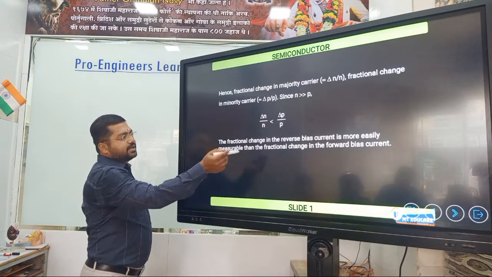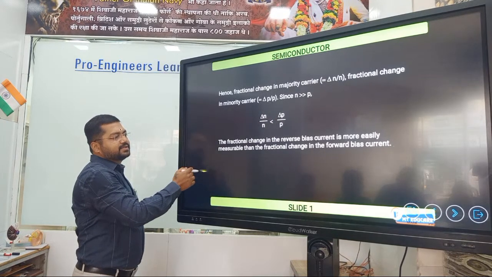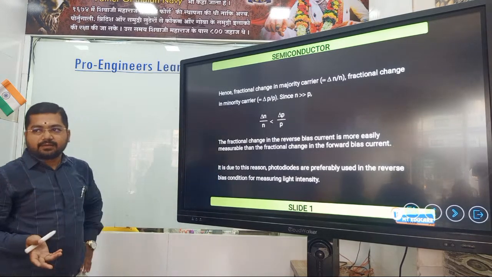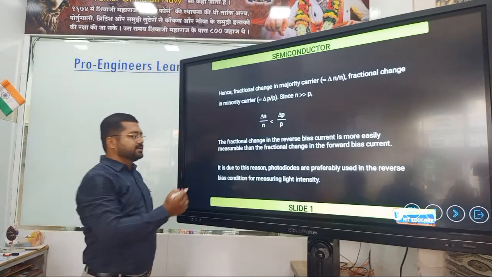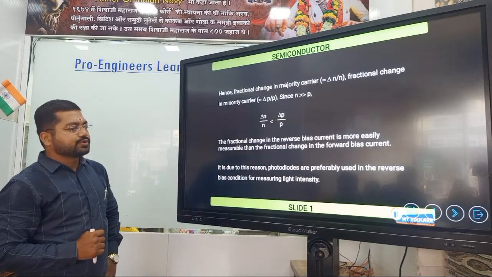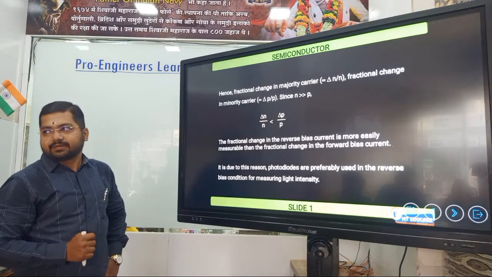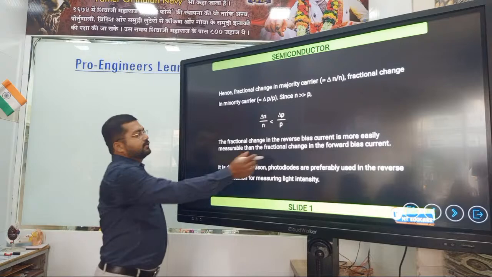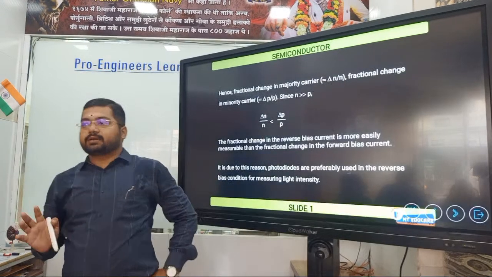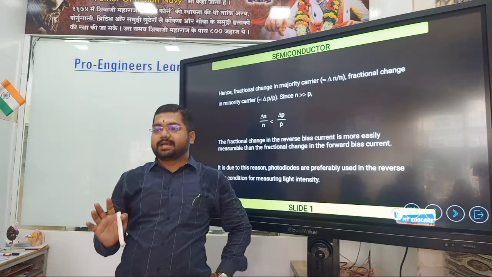The fractional change in the reverse bias current is more easily measurable than the fractional change in forward bias. In reverse bias it is easily measured, but in forward bias we cannot measure it that easily. It is due to this reason that photodiodes are preferably used in the reverse bias condition for measuring light intensity. Right? Yes. So we have completed part 5, but based on this we have to see the CET based questions.